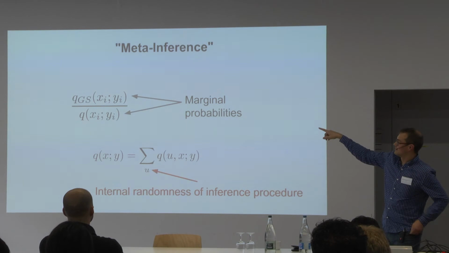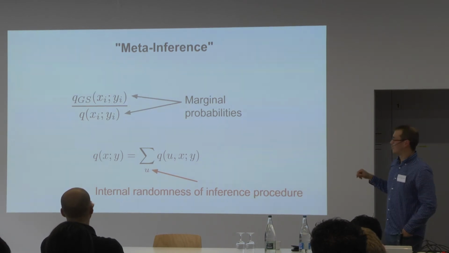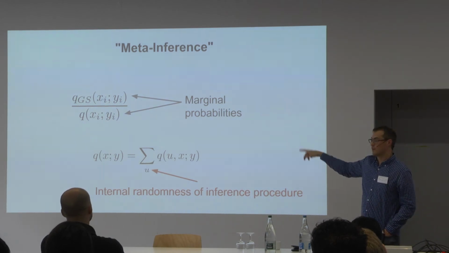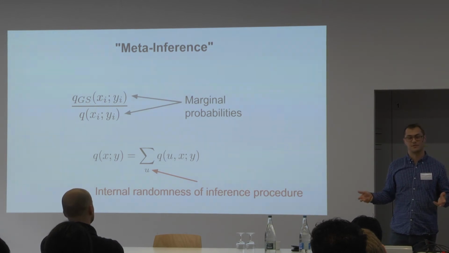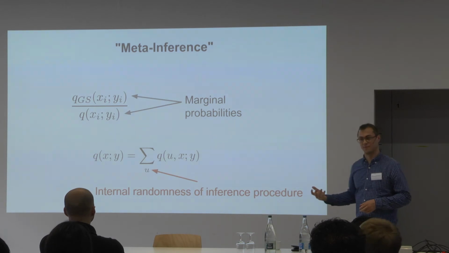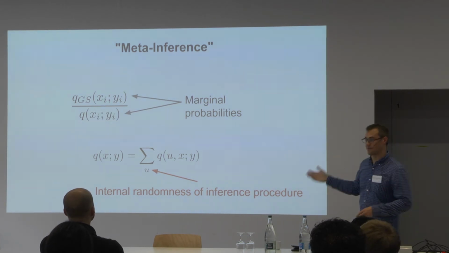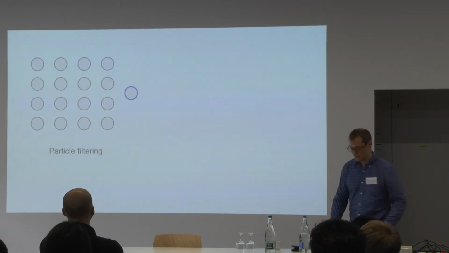Basically, these probabilities here, Q_GS and Q, are really marginal probabilities, where to compute them, you would need to sum over all the internal random choices made by those sampling algorithms. And those are denoted U. So this is another high-dimensional sum, and this, again, will be hard to compute in general. Exactly.